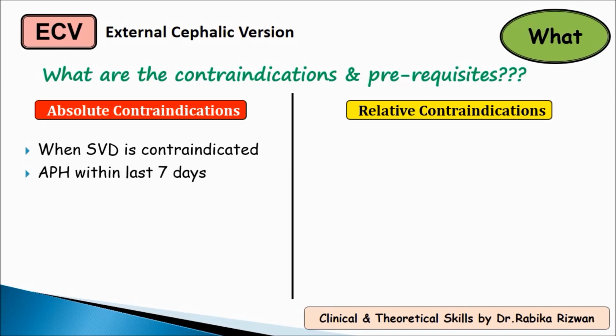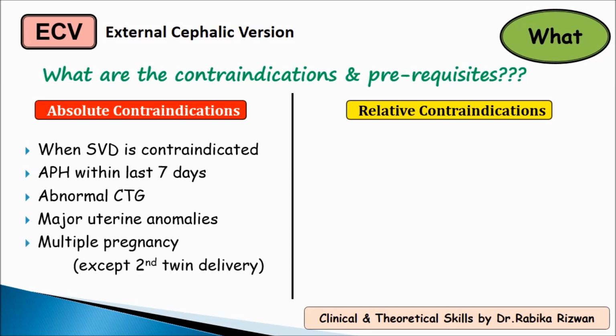The second point is antepartum hemorrhage within last 7 days. The next point is abnormal CTG, and then we have major uterine anomalies, that is uterus didelphus, septate uterus, and the last contraindication is multiple pregnancy in case of twins, triplets, or quadruplets, except second twin delivery. That is, when the first baby delivered in a cephalic position and the second one is lying in a breech presentation, then you can plan external cephalic version for the second twin.